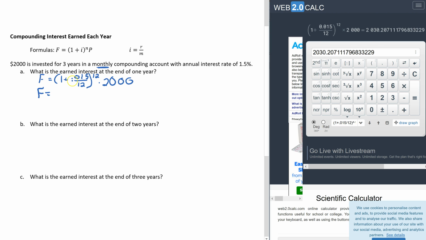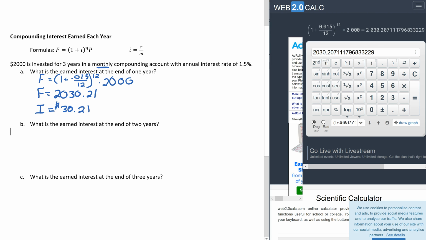the future value after 1 year is $2,030.21. So we started off with $2,000, and that means the interest would be $30.21. That's how much was earned at the end of 1 year.